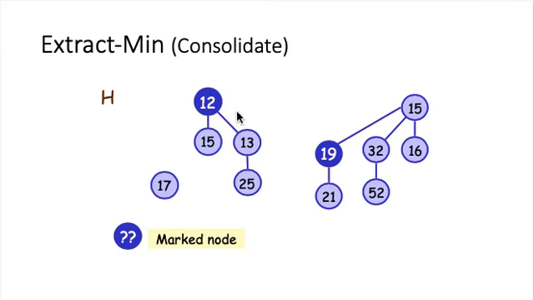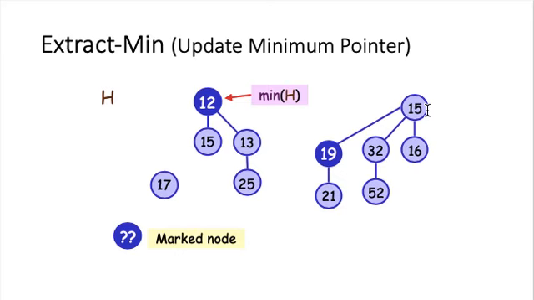And at this moment, after all this operation, all the roots of the trees that we see have distinct degrees. So we are done. So this is the end of the consolidate step, and then we will update the minimum pointer. So this is how extract min is done.